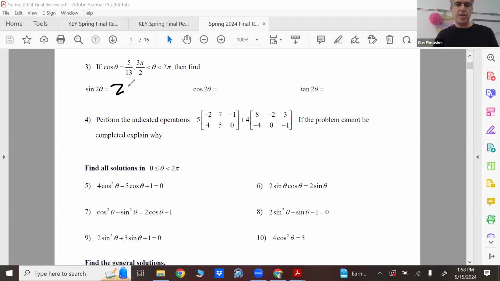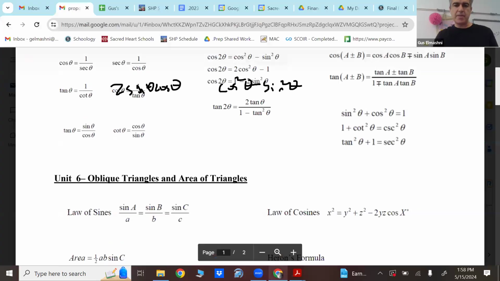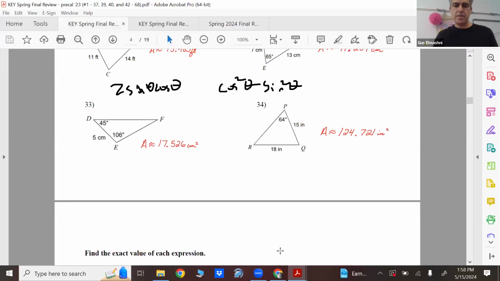Okay, that's gonna be 2 sine theta cos theta. That's cosine squared theta minus sine squared theta. Or there's actually 2 other variations of it, sorry. This one, I always forget this one. What's that one gonna be? Oh, 2 tan over 1 minus tan squared. Yeah, 2 tan.